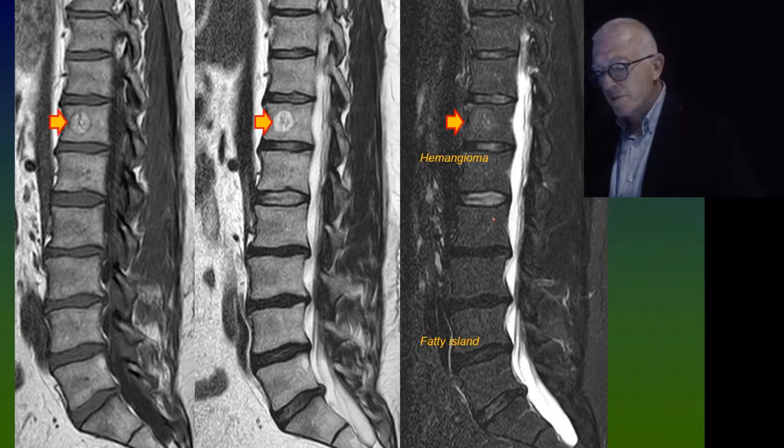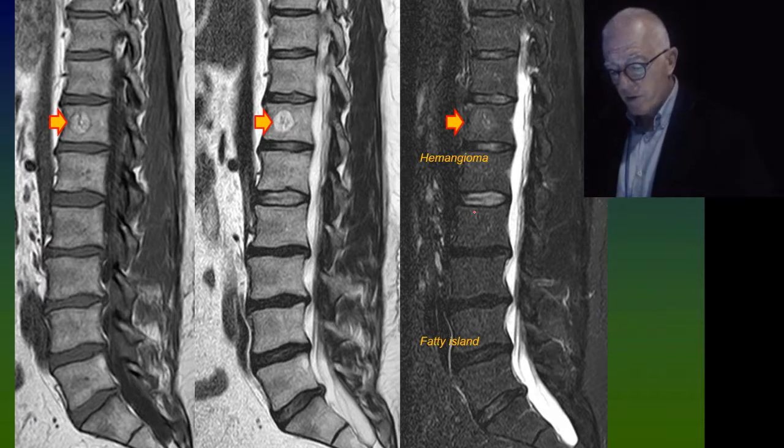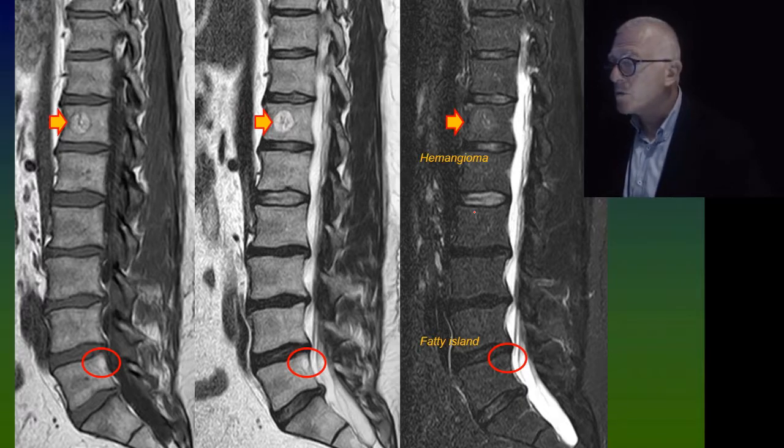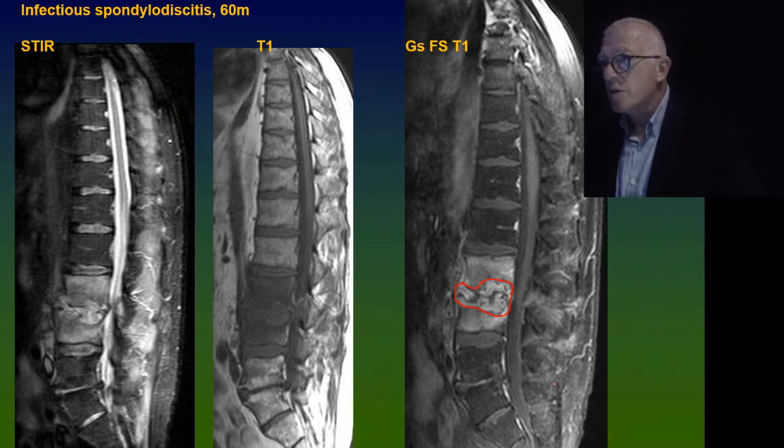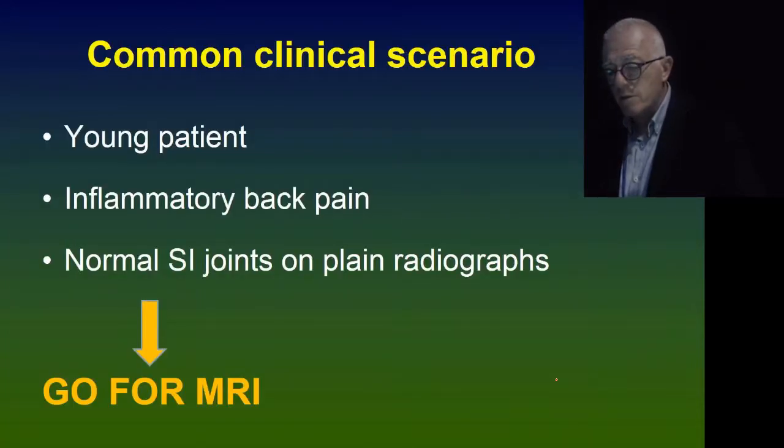Also, hemangiomas may show some findings which, particularly if they are not very typical, may look similar to the Romanus lesions. Also some fatty islands, which are very common in the spine. But infectious spondylodiscitis, I think, is quite easy to suggest because of the fluid enhancement of the intervertebral disc and, of course, the clinical and laboratory findings which suggest the correct diagnosis.